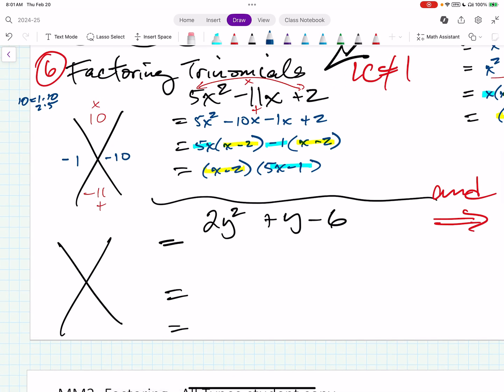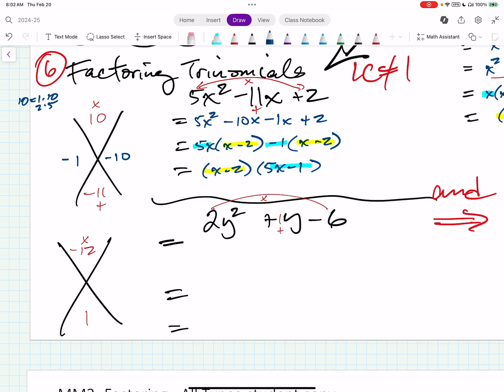Okay, so on this one, we're going to multiply here 2 and 6. So what two numbers multiply to 2 times negative 6, which is negative 12, and then add to 1 here. Okay, so add to 1. That's a 1y in the middle, so the middle coefficient is 1.